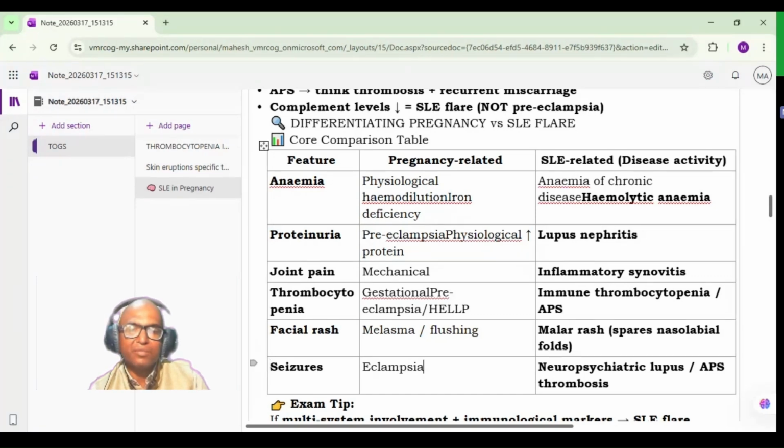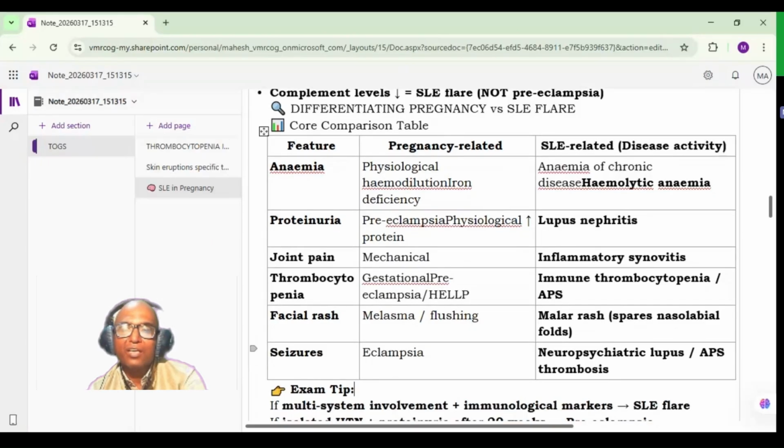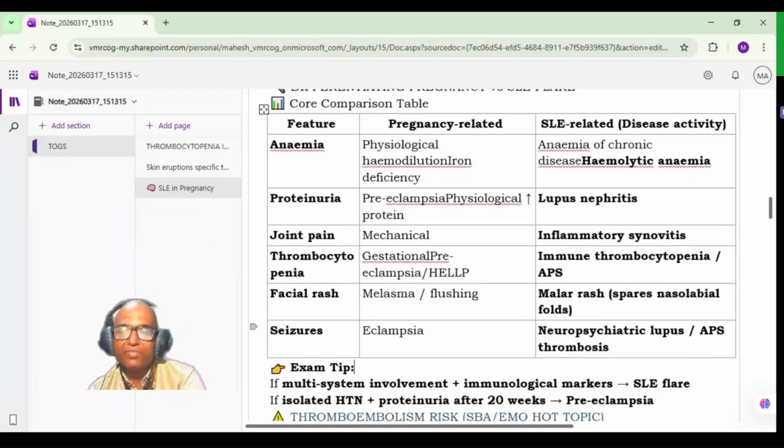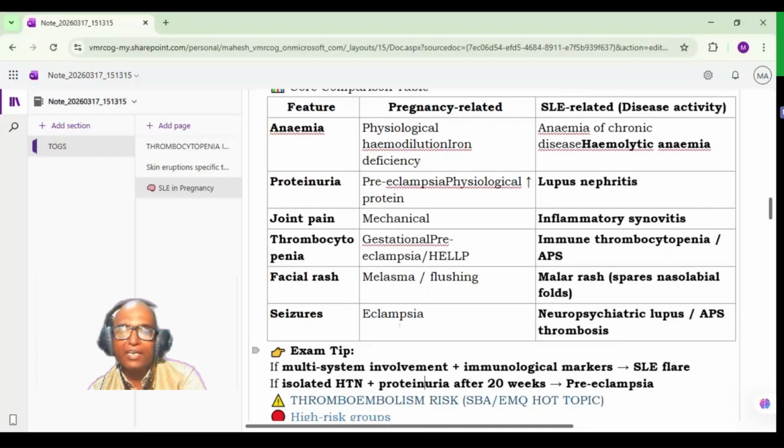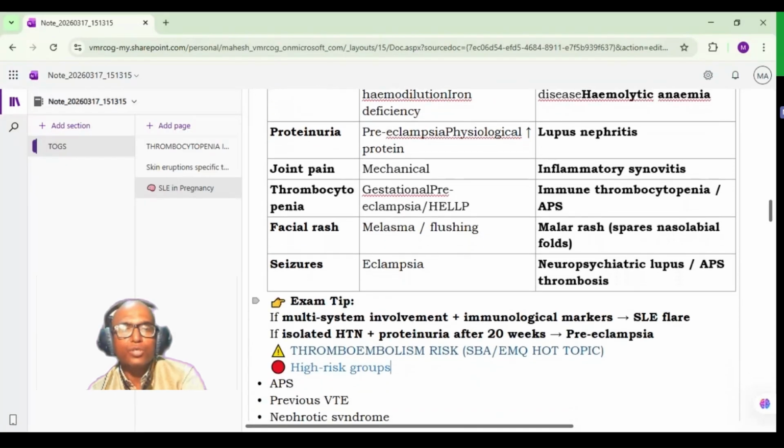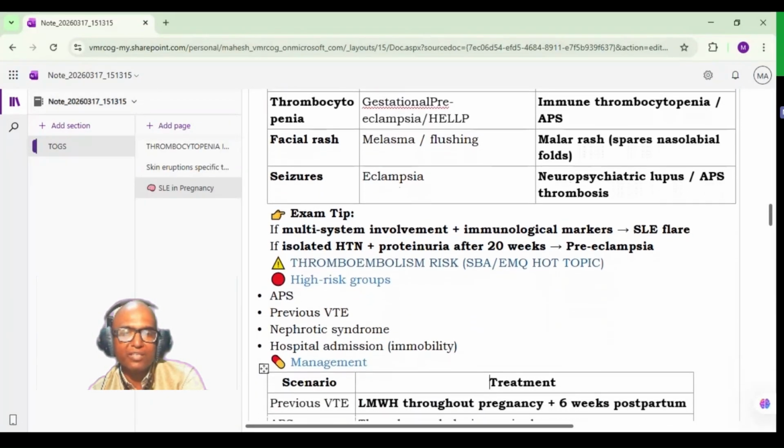Then seizure is mainly because of the eclampsia, while here it is because of neuropsychiatric lupus or antiphospholipid antibody syndrome. So if there is multisystem involvement plus butterfly rash plus immunological markers, then think of SLE flare. If isolated hypertension and proteinuria after 20 weeks, think of preeclampsia. These are the clues for differentiation.